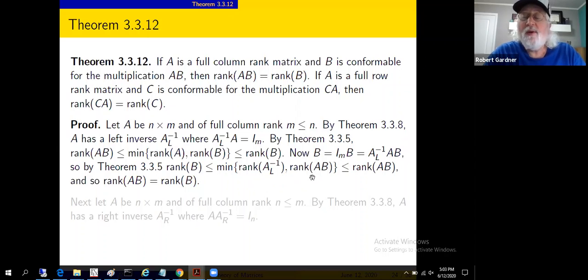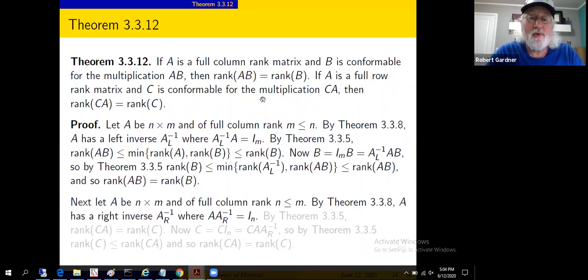So we'll take the minimum of those two, giving us the rank of B is less than or equal to the rank of AB. We just had the rank of AB is less than or equal to the rank of B. So we get the equality. So the proof's not that different from what we had upstairs. Upstairs, we could talk about just straight up inverses. Here, we can only talk about one-sided inverses because we don't have a full rank matrix. We have, say, a full column rank matrix.